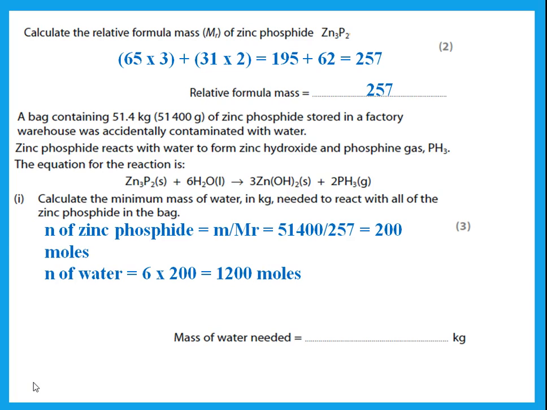Now what is he asking for? He's asking for mass of water. So the mass is number of moles times Mr. Number of moles that's calculated times Mr comes out to be 21,600 in grams. He wants the answer in kilogram. That means you divide by 1,000.